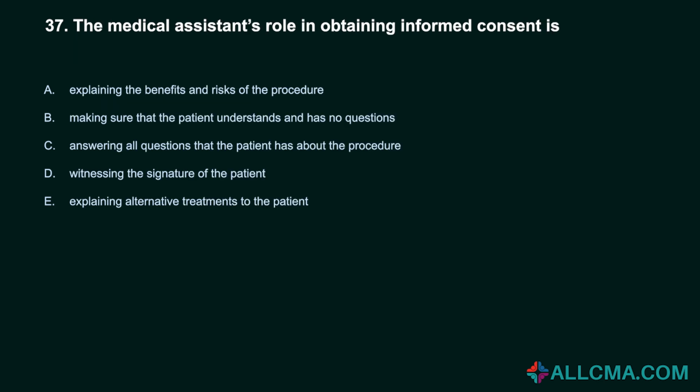37. The medical assistant's role in obtaining informed consent is A. Explaining the benefits and risks of the procedure. B. Making sure that the patient understands and has no questions. C. Answering all questions that the patient has about the procedure. D. Witnessing the signature of the patient. E. Explaining alternative treatments to the patient. Correct answer, B. Making sure that the patient understands and has no questions.